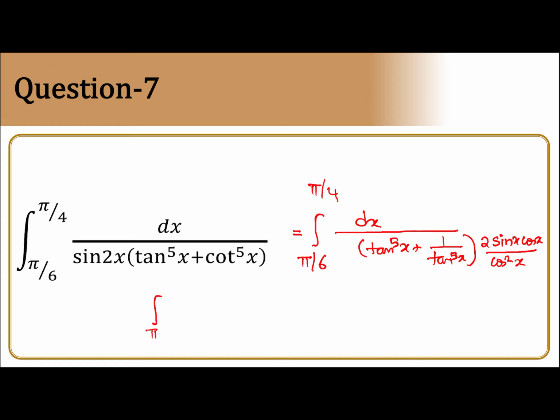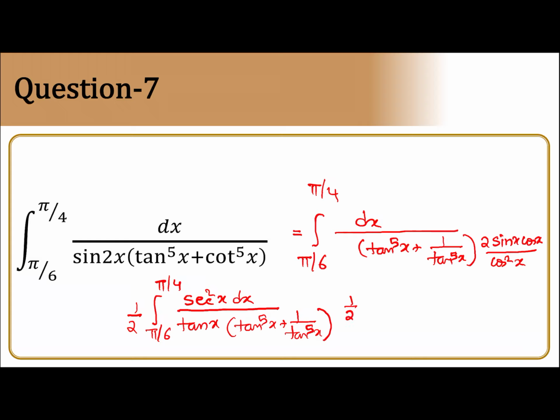So what we get is the limits pi by 6 to pi by 4 will remain as it is. So 1 by cos square x will give you secant square x dx. Then 1 by cos x will cancel, you get 1 by 2, I will take it out, tan x into tan to the power 5x plus 1 by tan to the power 5x. So tan x derivative is present as secant square x dx. So tan x equal to t.